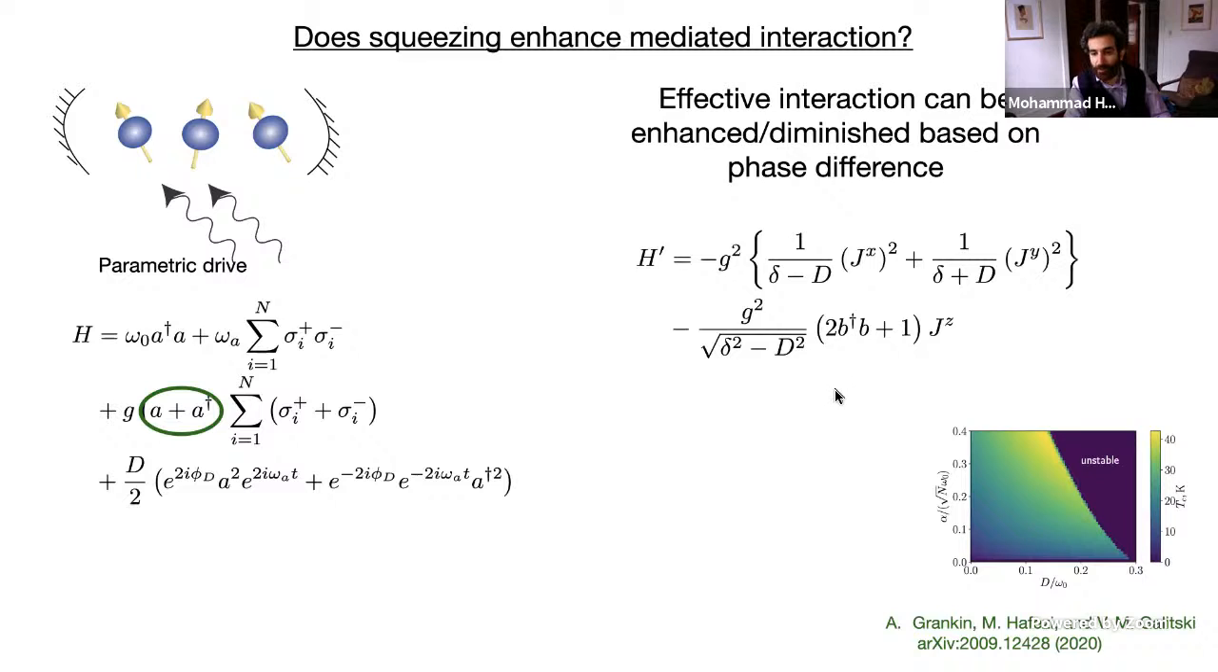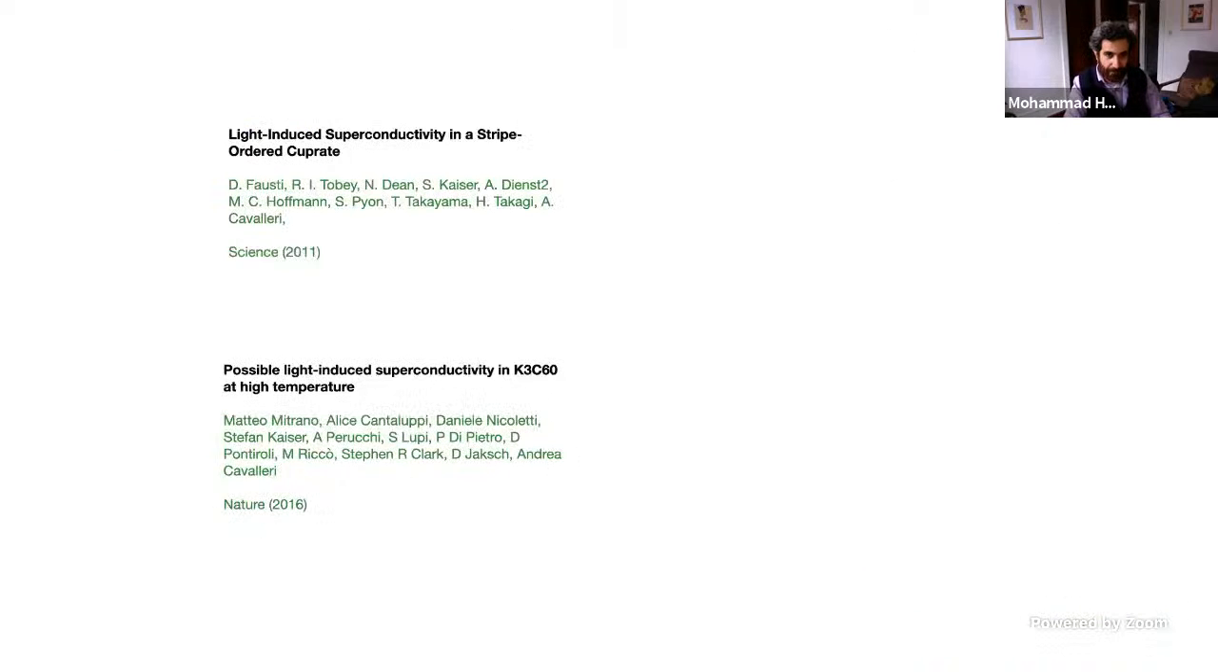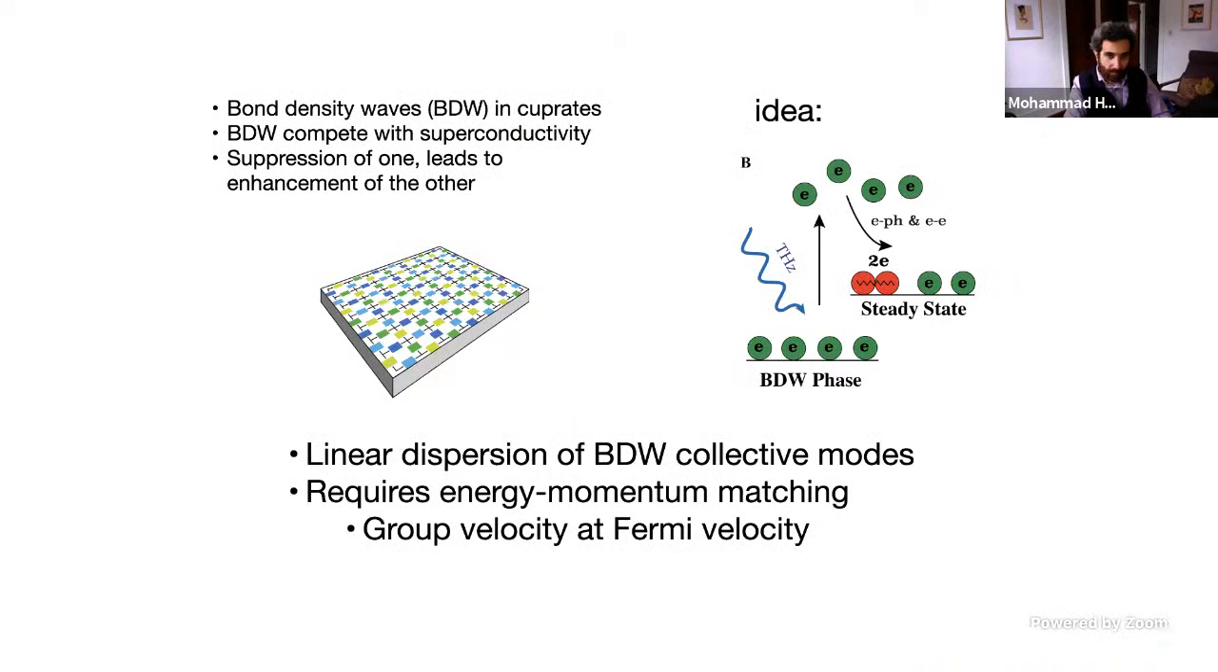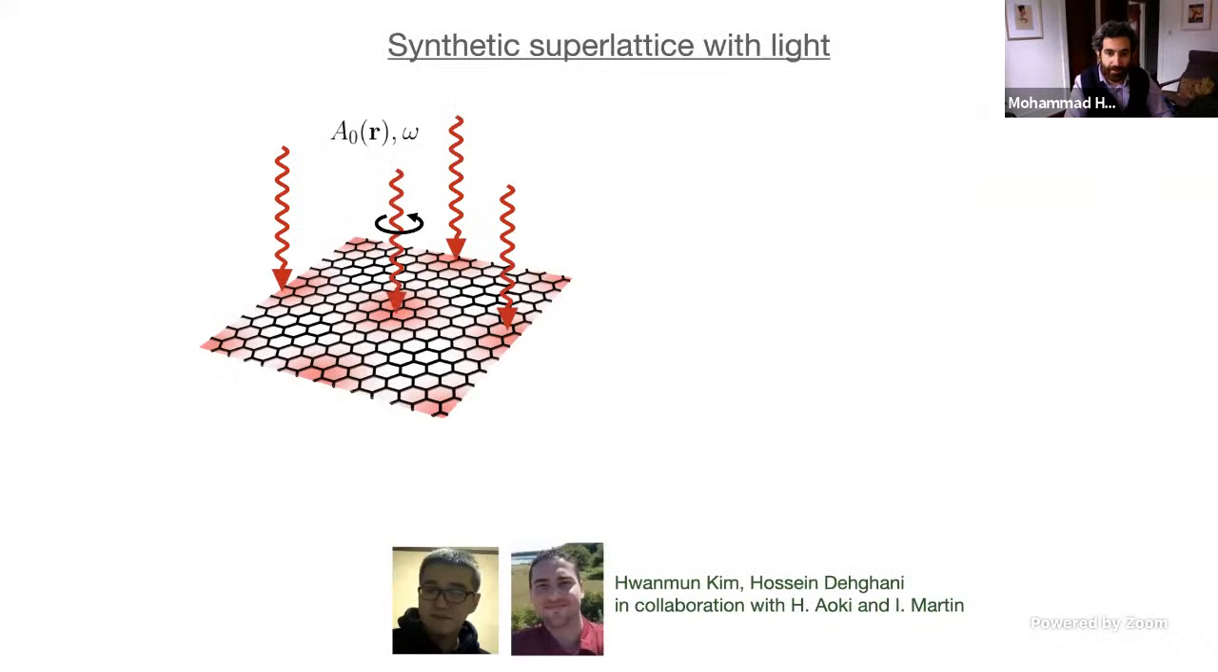If you do it for a superconductor, indeed, you can enhance the superconductivity. So you have a superconductor, you squeeze light inside this cavity, and then you may enhance your pairing. That's it. So with this, I'll skip other parts.